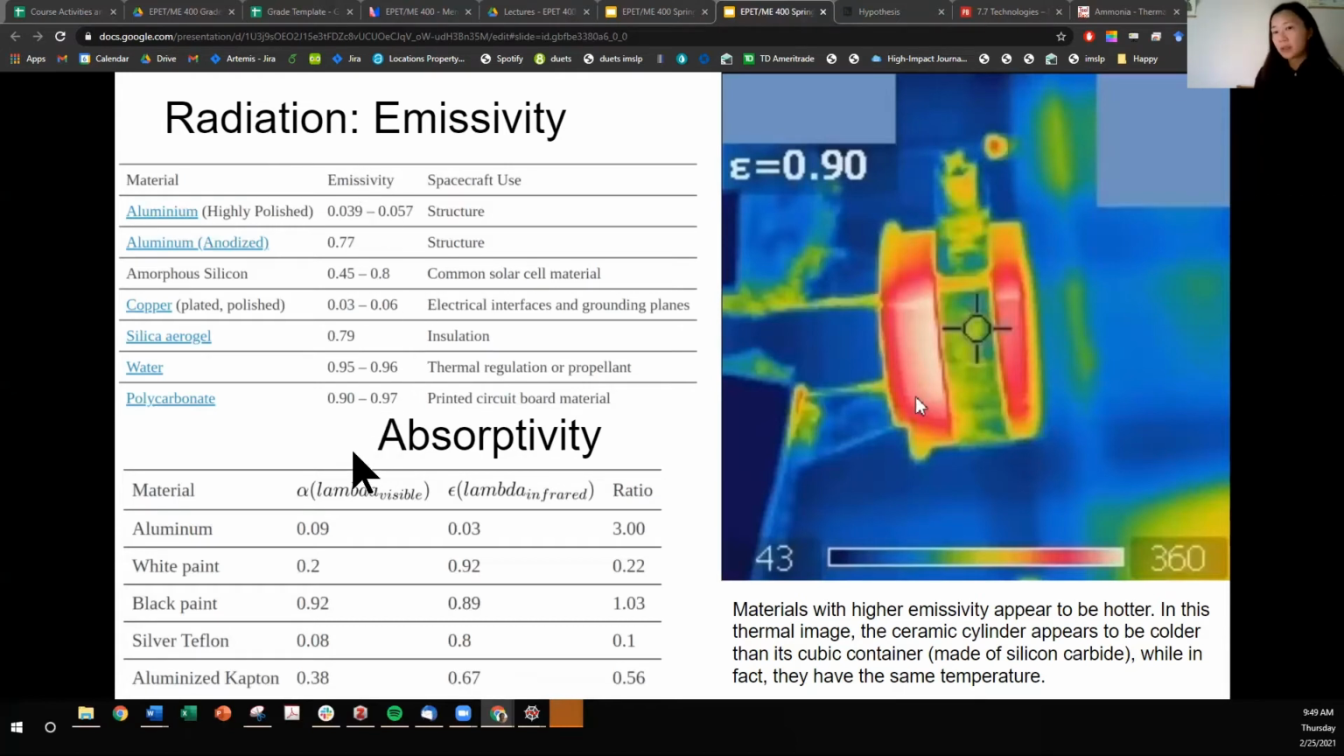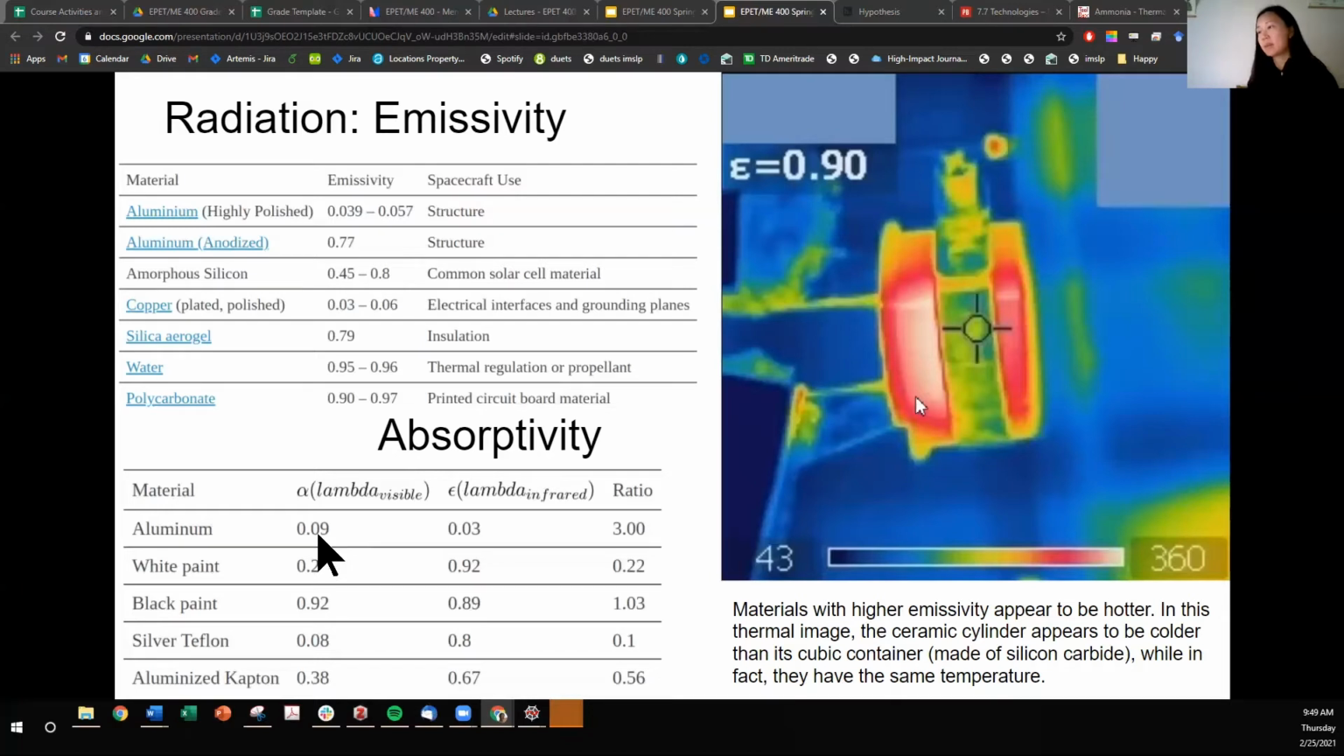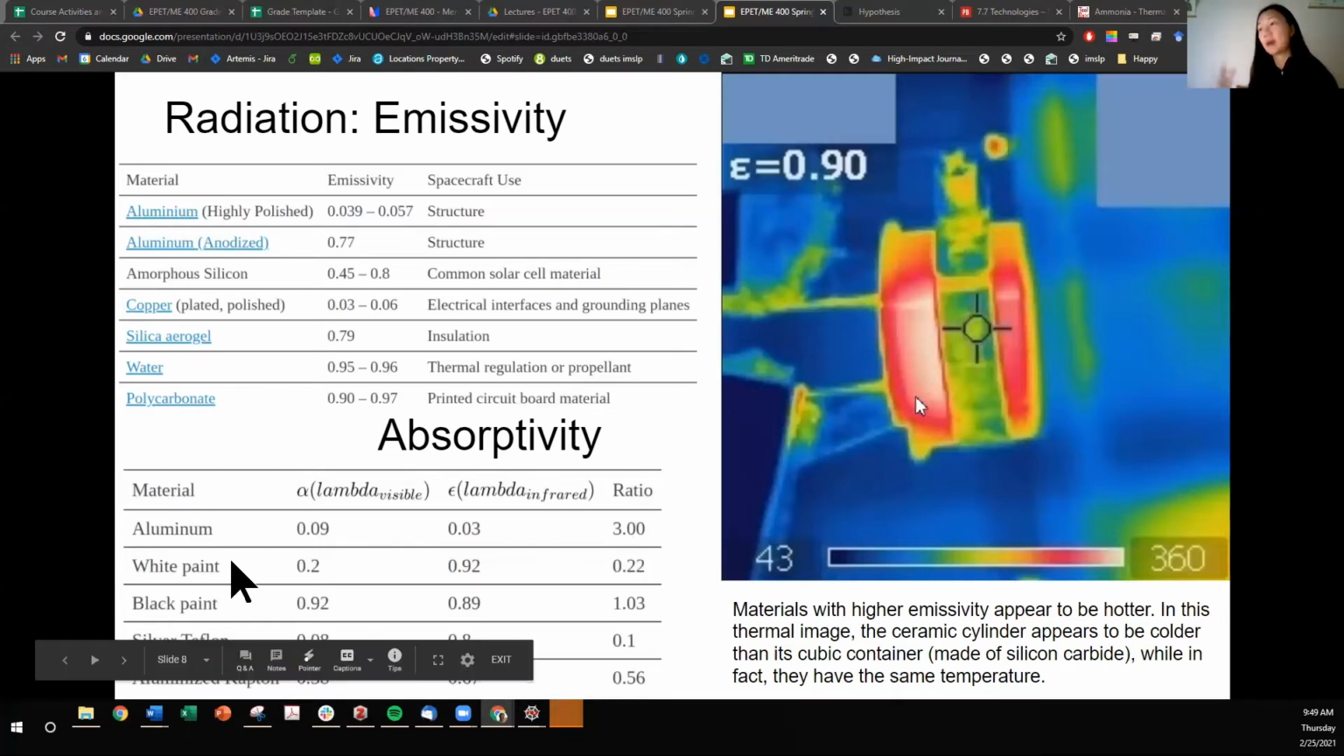The ratio that we want to control for is emissivity to absorptivity. Or in this case, this table is reporting absorption over emission. So aluminum has different absorptivity than it does emissivity value. Its ratio is 3, so it's going to absorb more than it is going to emit. The aluminum, in this case, is going to make the body warmer because it's going to absorb more than it's going to radiate away.